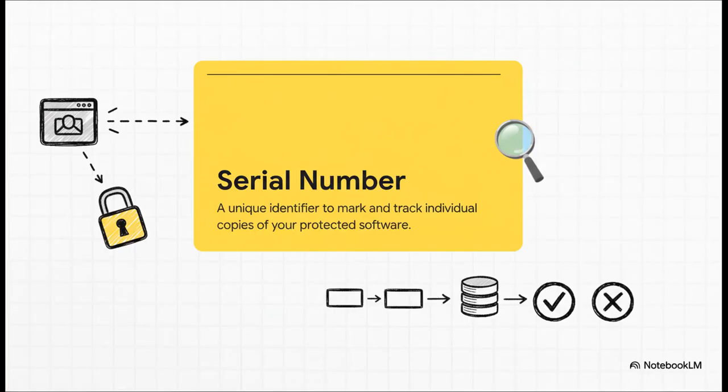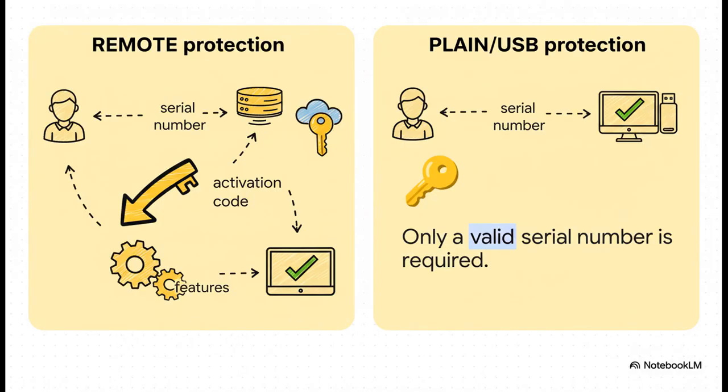At its heart, a serial number is just a unique tag. Think of it like a VIN on a car. It identifies one specific copy of your software out of potentially thousands. This is super important when you're not selling directly from your website, like if you're using resellers or selling box copies in a store. Now, this is where it gets really interesting.